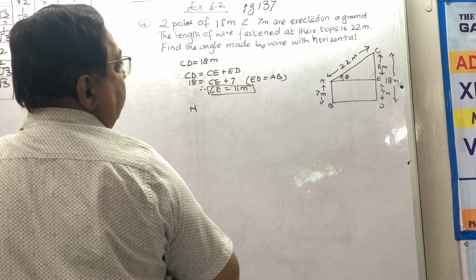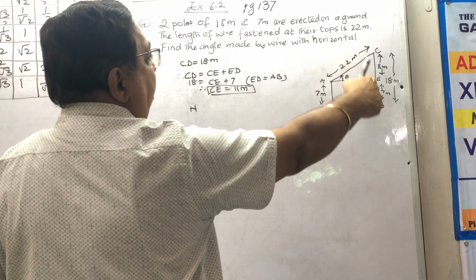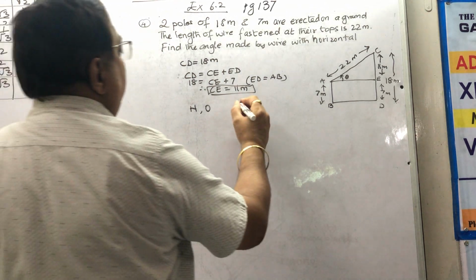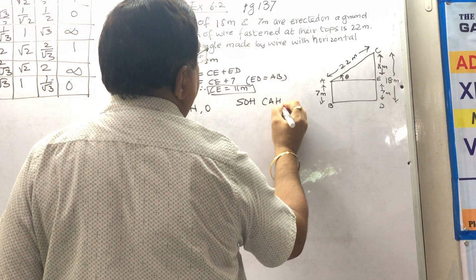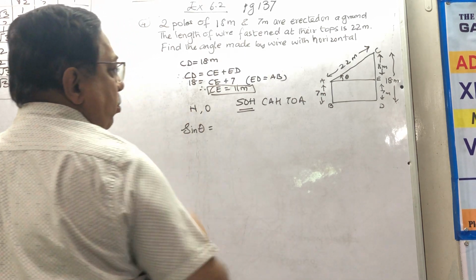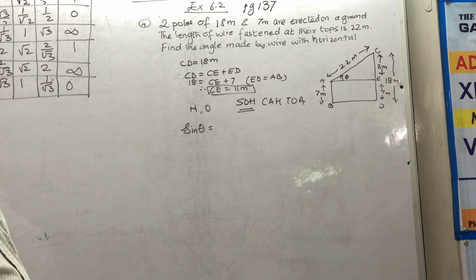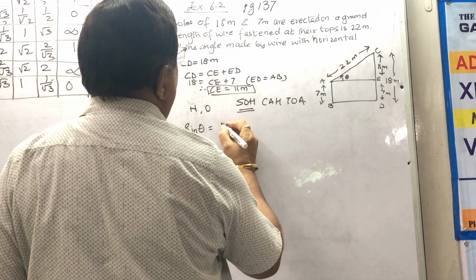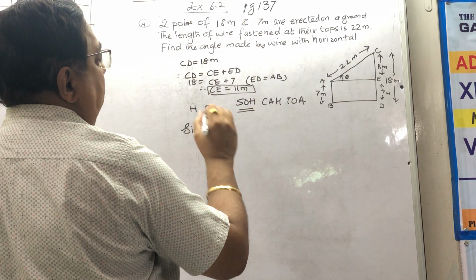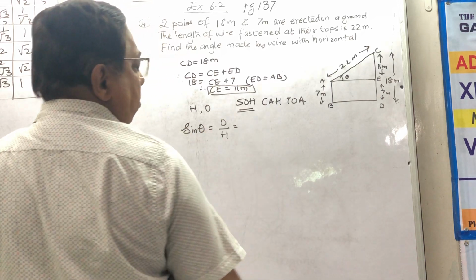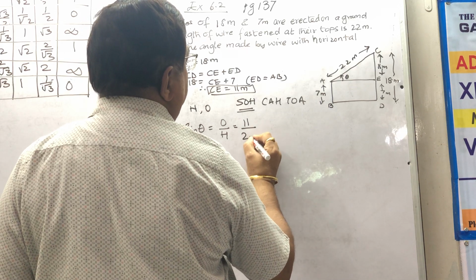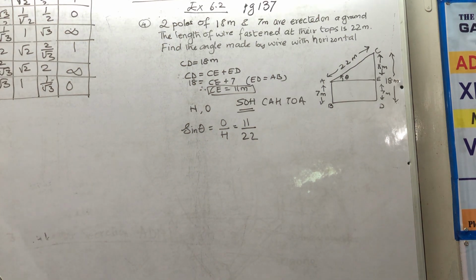I have hypotenuse. This is hypotenuse. I have opposite of theta. First identify SOHCAHTOA. So sine theta is equal to, I am interested in opposite and hypotenuse. Sine theta is equal to, of course for you I am writing, you don't write this in the exam, opposite side of theta upon hypotenuse. Opposite side is 11. Hypotenuse is 22. Please have a look at the diagram.